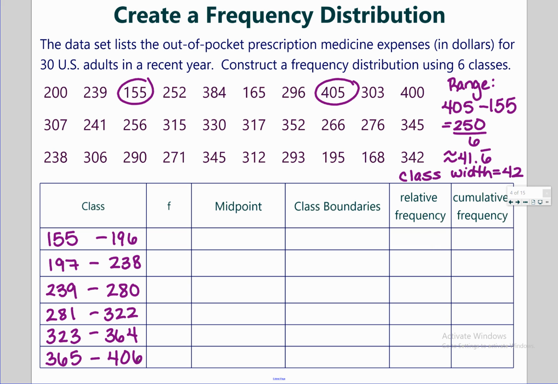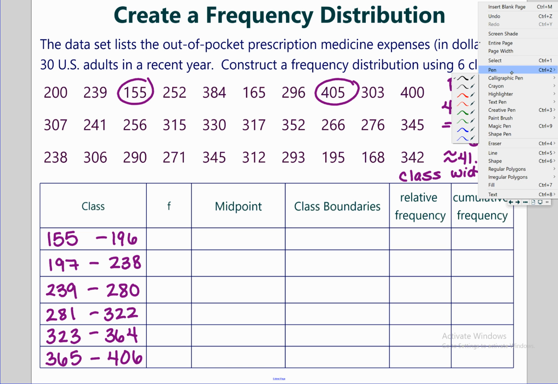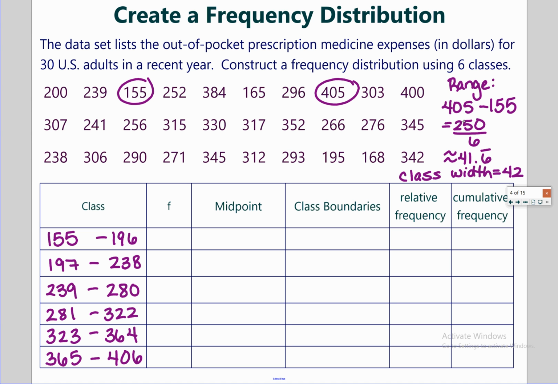Okay, so now the part where we have to be extra careful when we do this. Our F stands for frequency, which means how many data values fall in each of those classes. You can tally if you want to, but ultimately we're looking for the total number here is all we need in that column. So what I need to do is count how many data values are between 155 and 196. When I do it, I'm crossing them out as I use them. That way I don't forget anybody.